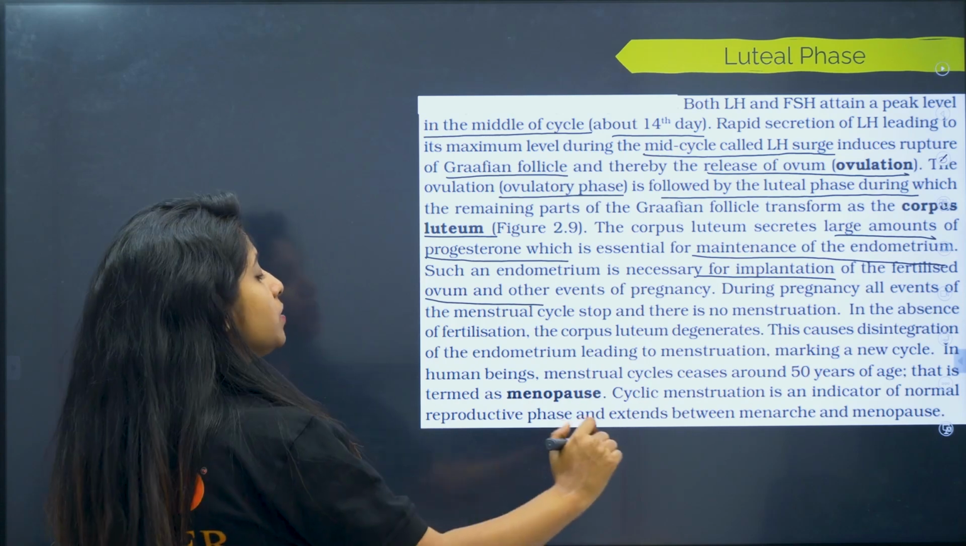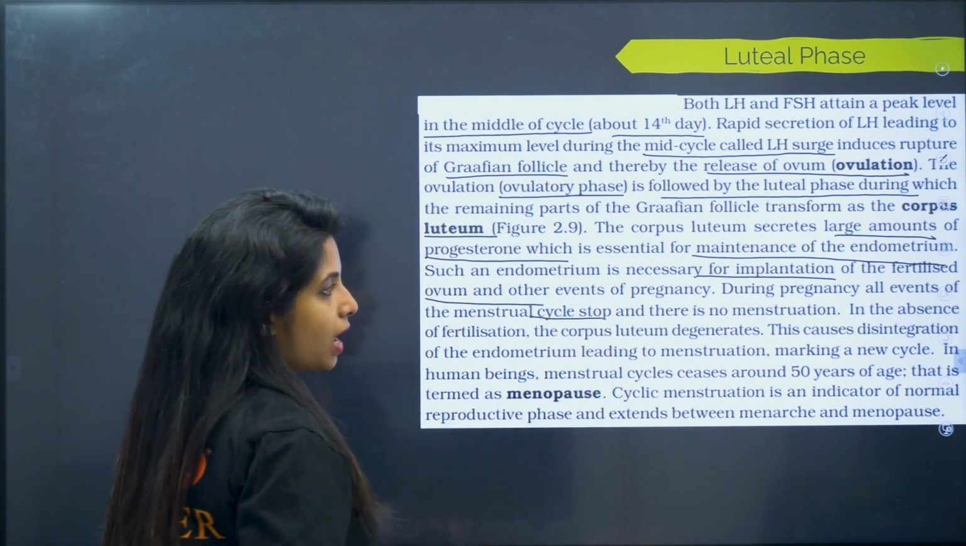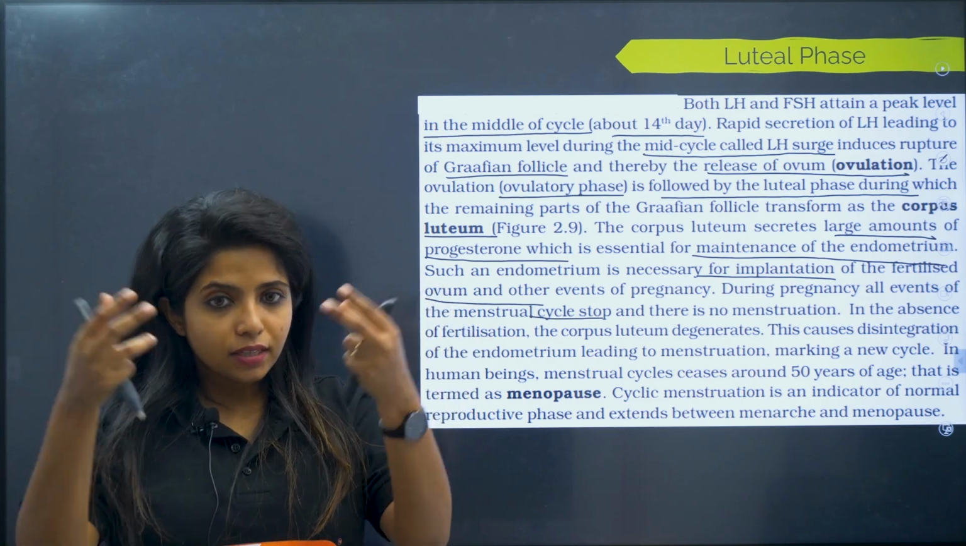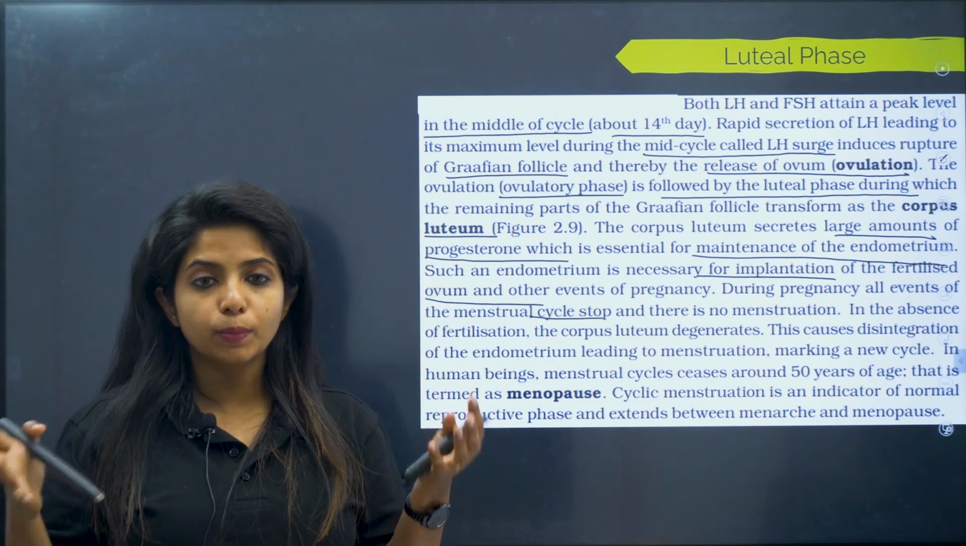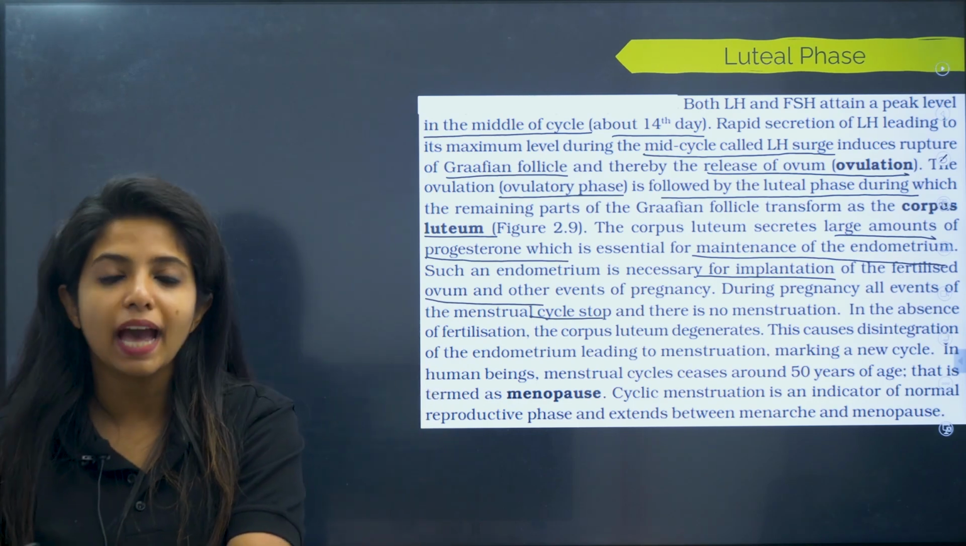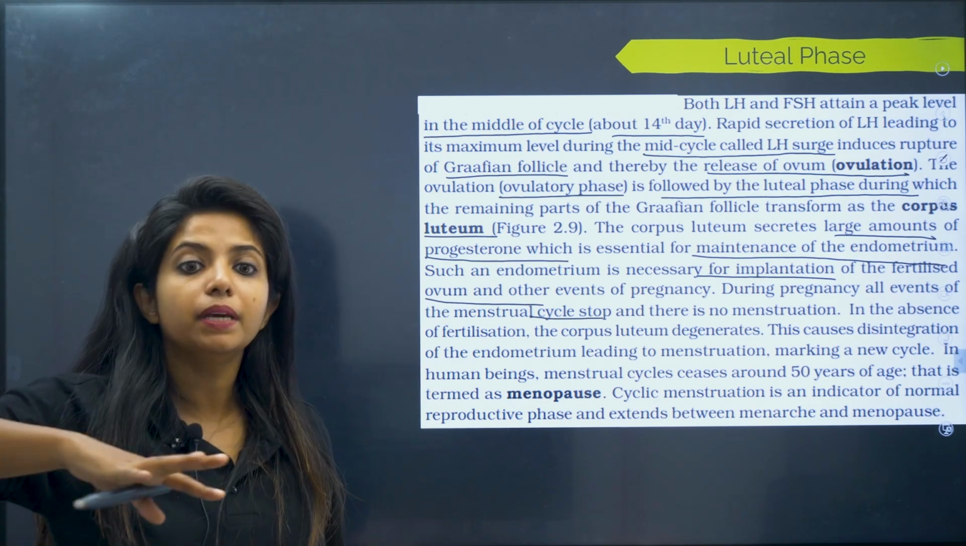During pregnancy, all events of the menstrual cycle stop, and there is no menstruation. If pregnancy is happening, as I said, obviously this particular endometrium layer that is there will be used up for nourishment. So menstrual flow won't be happening. The level of progesterone, everything will be maintained.